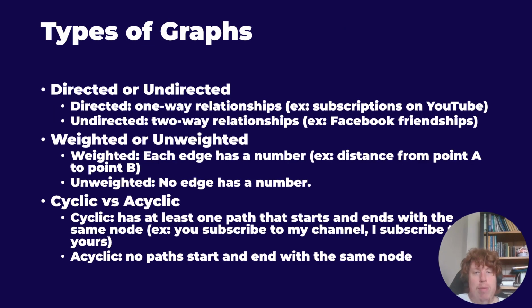Graphs come in different forms. Some are directed. The relationships are one way. A graph of YouTube users subscribing to other YouTube users is a directed graph. Others are undirected, like Facebook friendships.